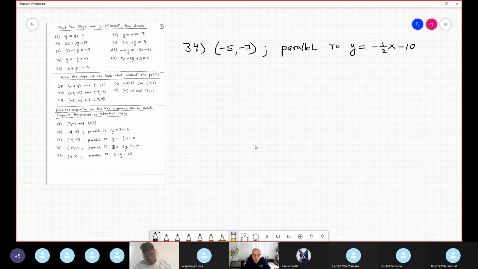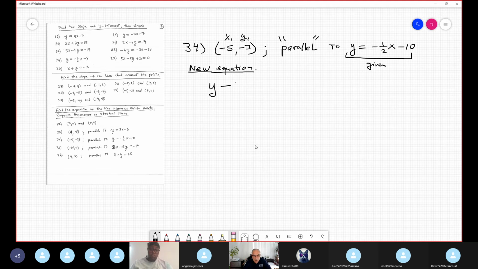I need to find a new line that satisfies both requirements. Passing through the point -5, -3, and also parallel to this given line. I need to find the new equation of the line that satisfies both conditions. Okay, what is my formula? Well, my formula is always this. When you say find the equation, you use it always, anytime, this.